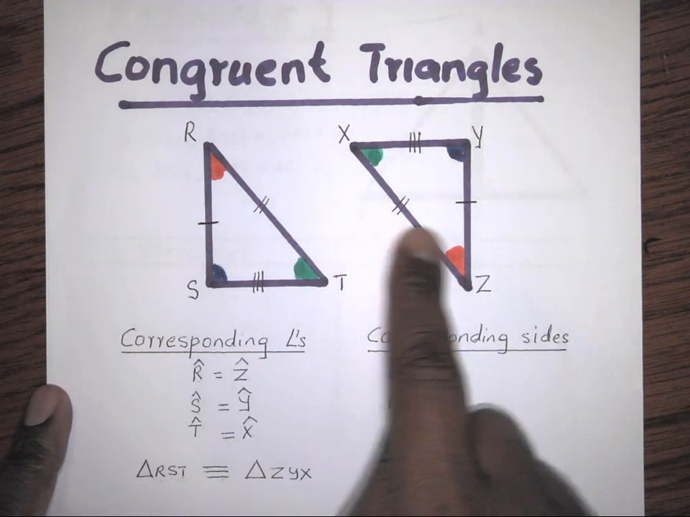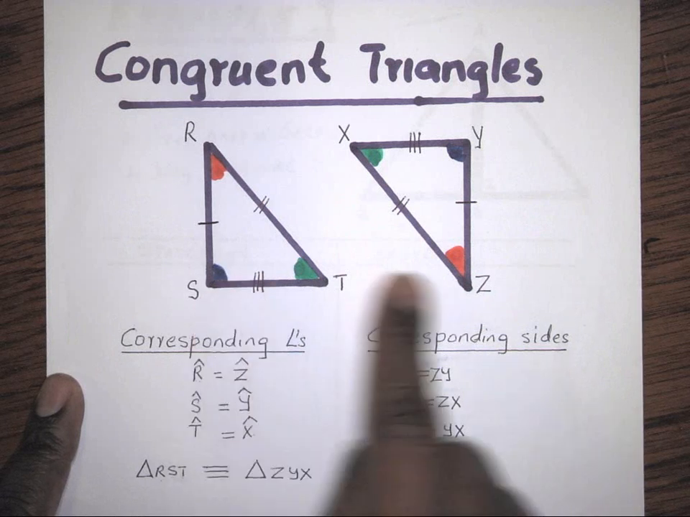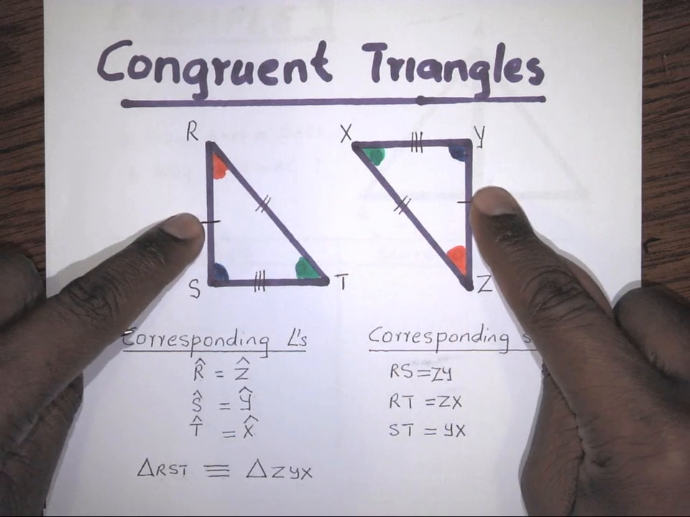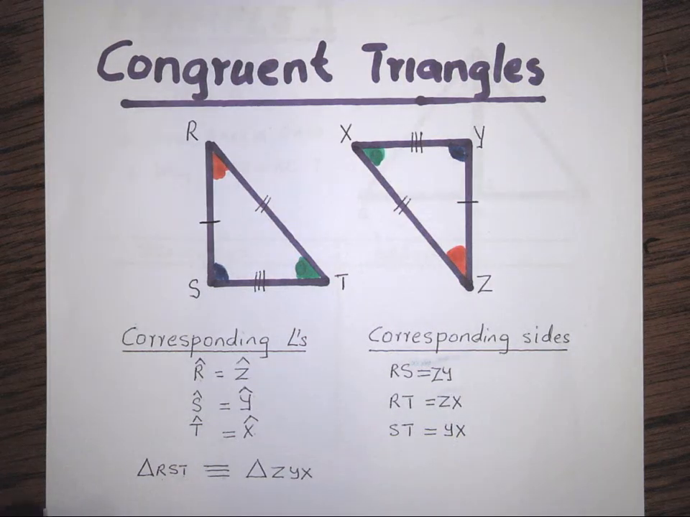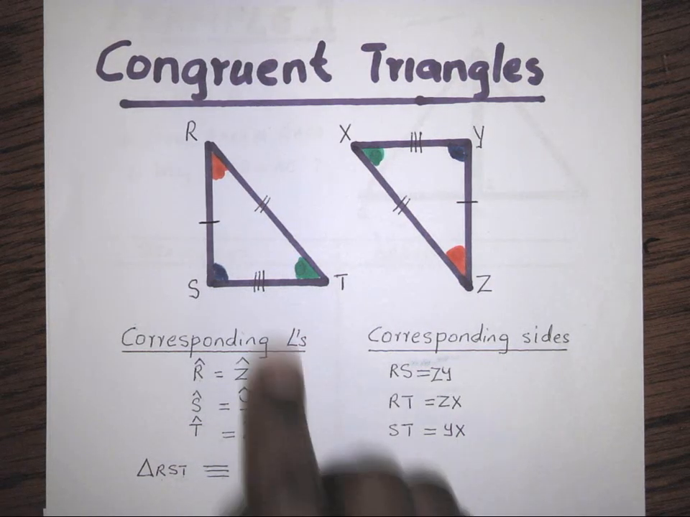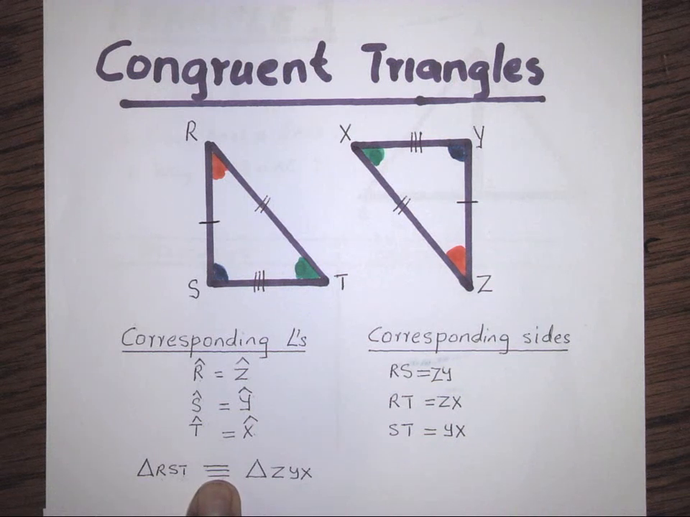Now, once the two triangles are congruent, then the corresponding angles will be equal, and the corresponding sides will be equal. One thing important is the symbol for congruent triangles. The 3 lines is for congruency. Thus, we can say the triangle on this side is congruent to the triangle on this side.